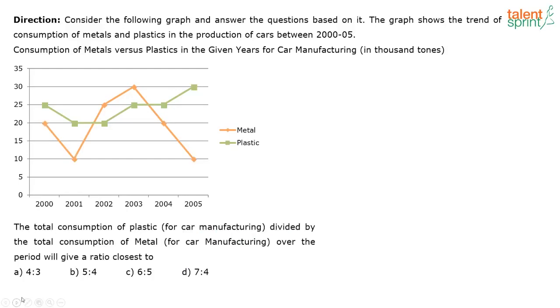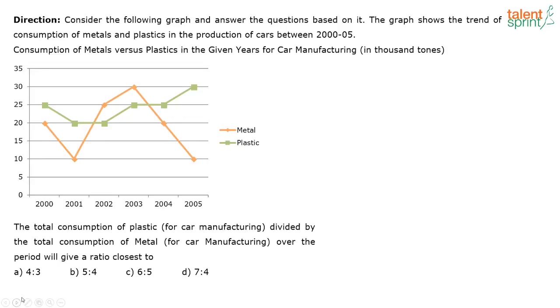Yes. Next question. The total consumption of plastic for car manufacturing divided by the total consumption of metal for car manufacturing over the given period will give a closest ratio to dash. See, all these questions are purely calculative questions. You just have to do the calculations. If I give you a calculator, you will give me the answer just like that. It's just about additions. If you are able to do your calculations faster, all these questions will become very easy.